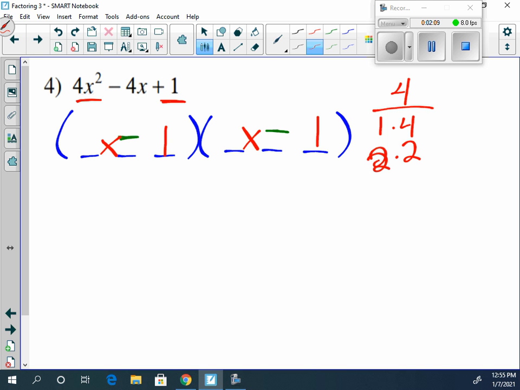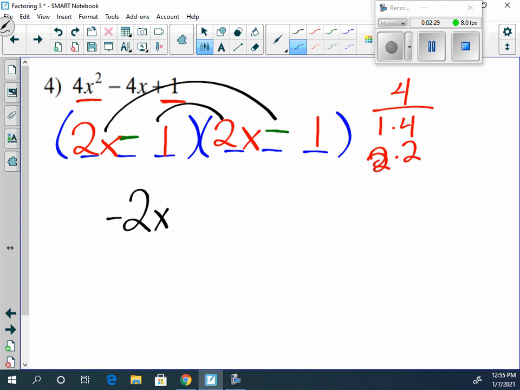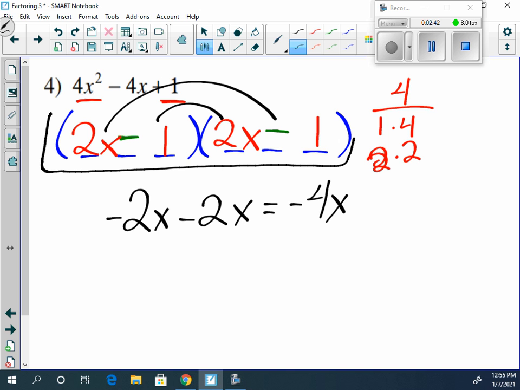So what do we want to try first? 1 and 4 or 2 and 2? Let's try 2 and 2. So we'll have 2x and 2x. Now when we check this here, 2x times negative 1 will be negative 2x. Negative 1 times 2x will be negative 2x, which will give us negative 4x. So this is the correct set of factors. So this here is our answer.